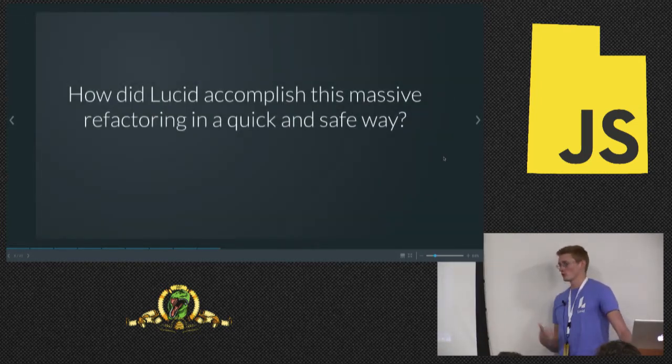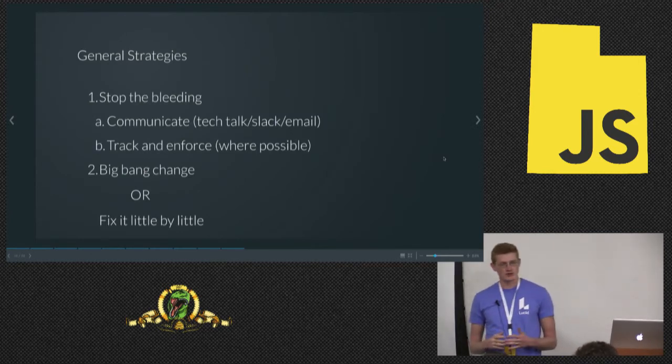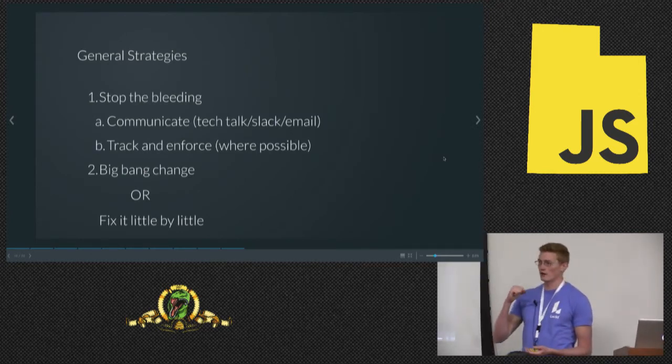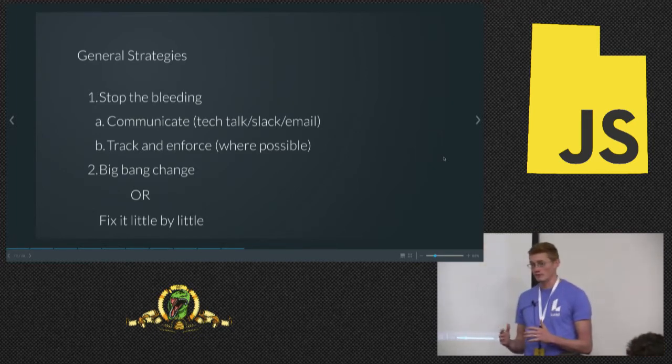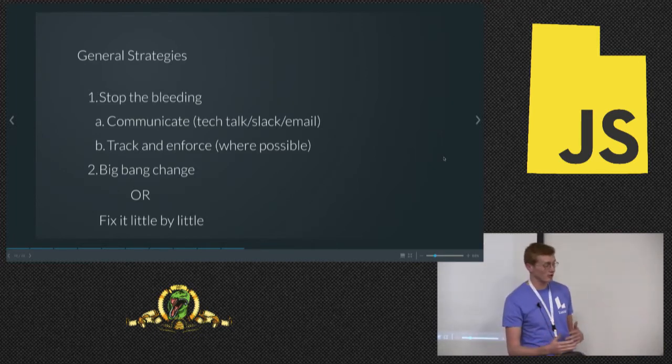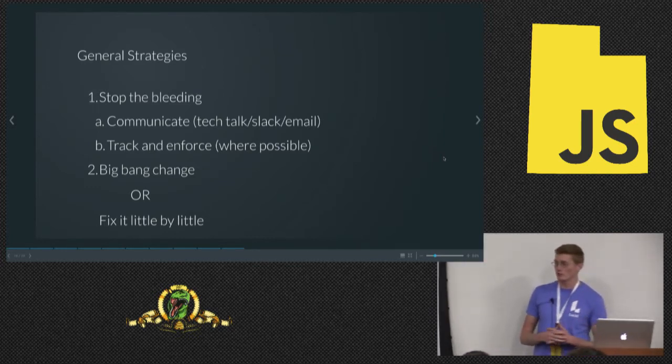So how did we do this? What problems did we have to solve? First, a couple of general strategies. When we decided on a standard, step number one is to stop the bleeding. We need to make sure that we're not introducing additional errors and writing new code that is the old way. So the first step is communicating, making sure that people are aware of this.